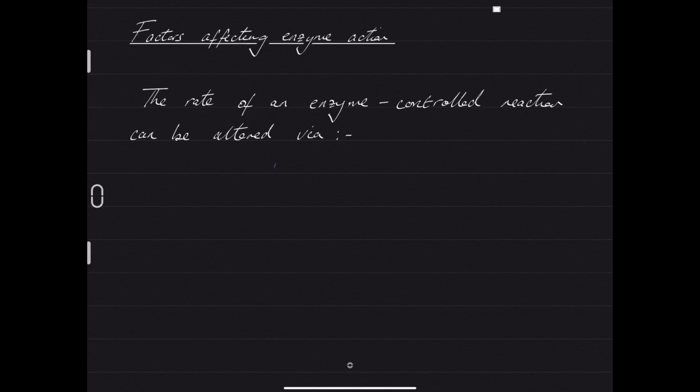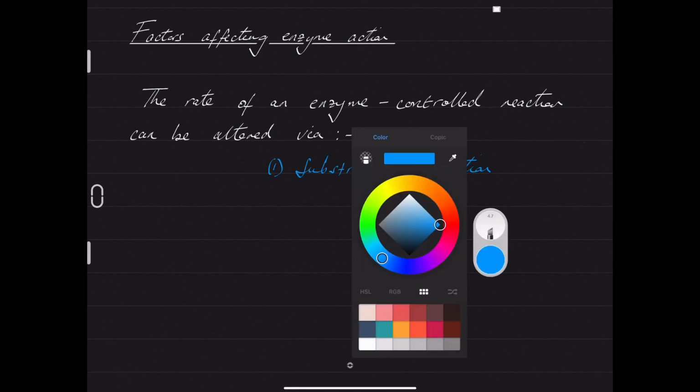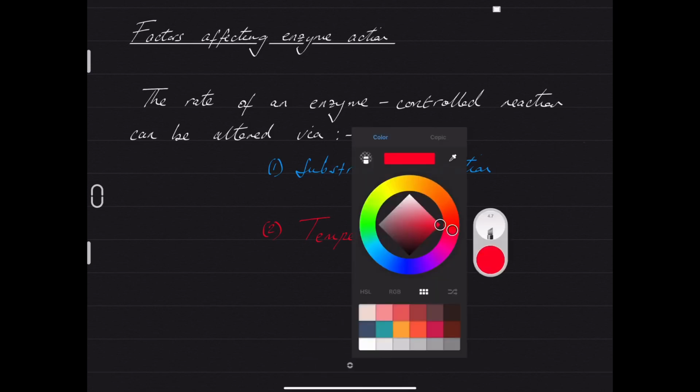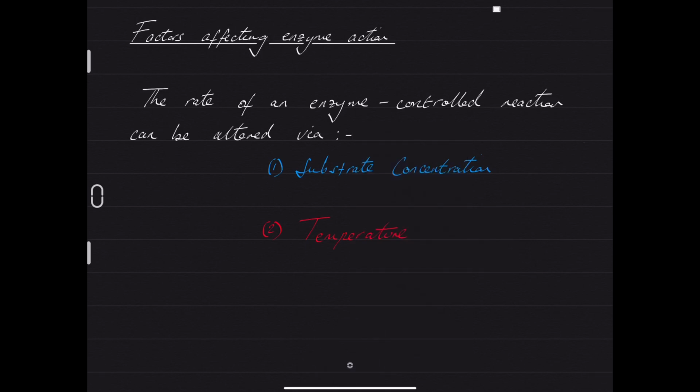So 1 is substrate concentration. Okay, 1 is substrate concentration. 2 is temperature. Okay, and the third one we'll say is pH. So by altering these 3 factors, we can change the rate of an enzyme controlled reaction.